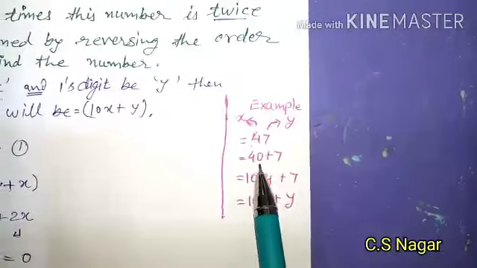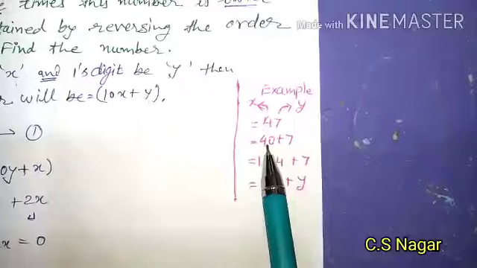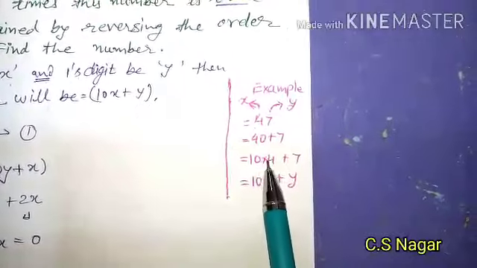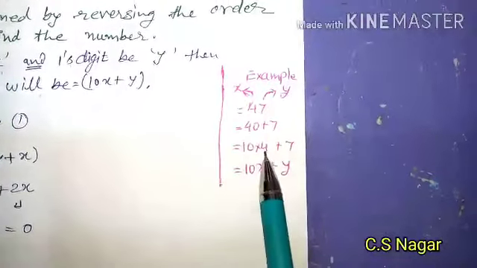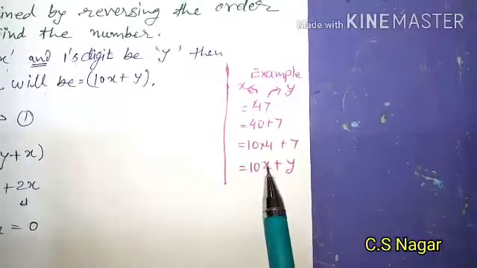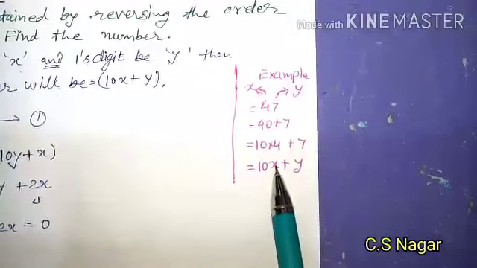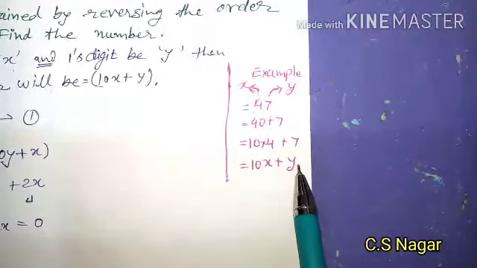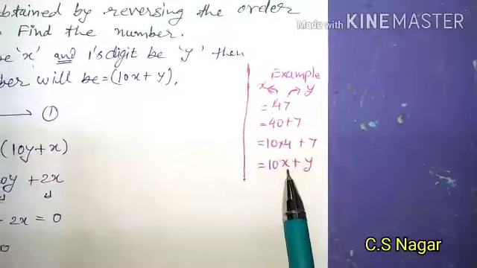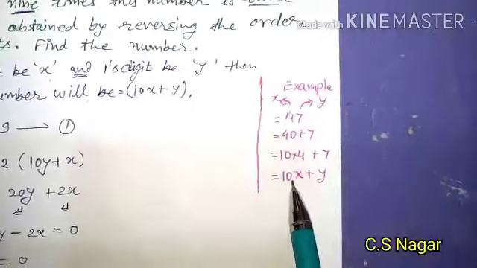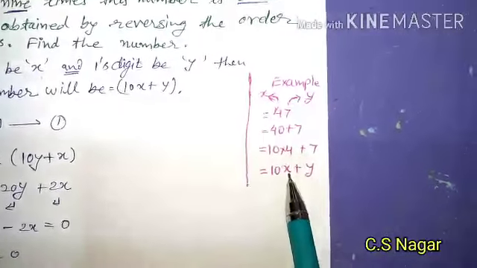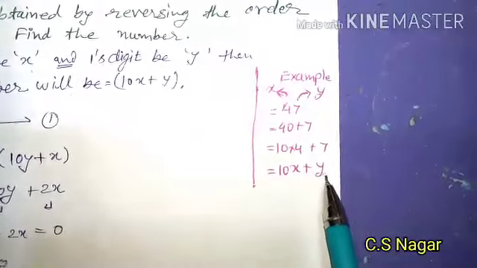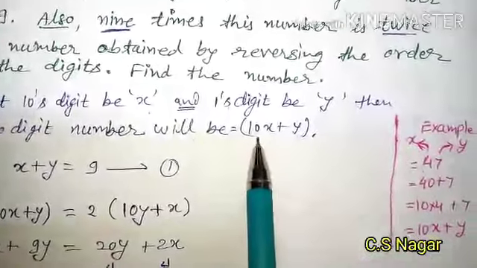In place of 47 we can write 40 plus 7, and in place of 40 we will write 10 into 4, plus 7. Now this 4 is the tens digit, so it will be x. So the tens digit multiplied by 10 plus the ones digit y, which is as it is, or into 1. So if there is a 2-digit number, then we will write 10x plus y, where x is the tens digit and y is the ones digit. So our number will be 10x plus y.